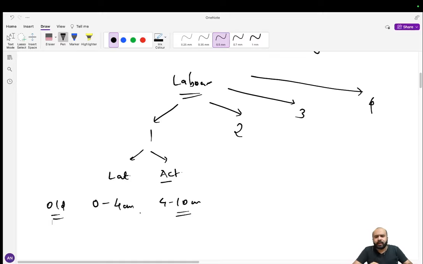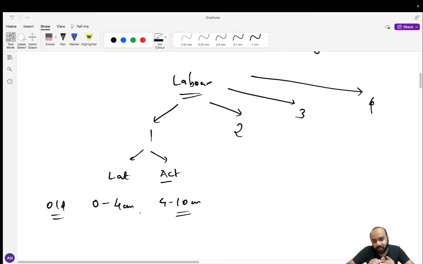People have realized that, why was it called latent labor in the first place? Why was 0 to 4 called latent labor? The reason was that labor progressed very tardily, very slowly in these first 4 centimeters, and there was no end limit to it. Studies had shown that it can take even 2 to 3 days for labor to progress from 0 to 4 centimeters. Occasionally, a patient would be 1 or 2 centimeters dilated for even a week or more. So they said there is no end limit to it, and hence latent labor is from 0 to 4 centimeters, whereas after 4 centimeters, the labor progressed rapidly.